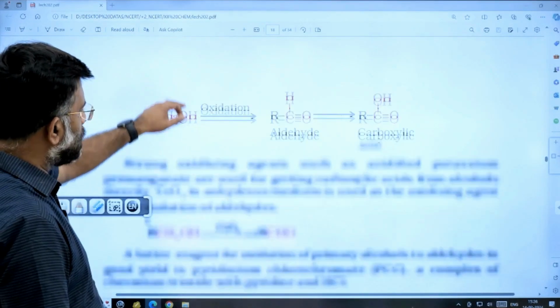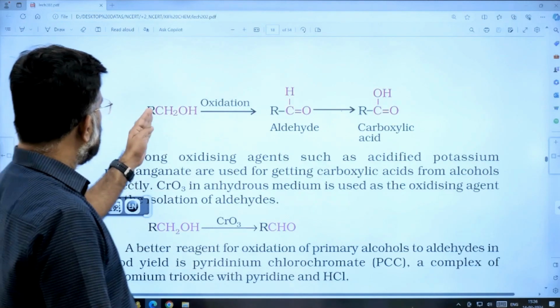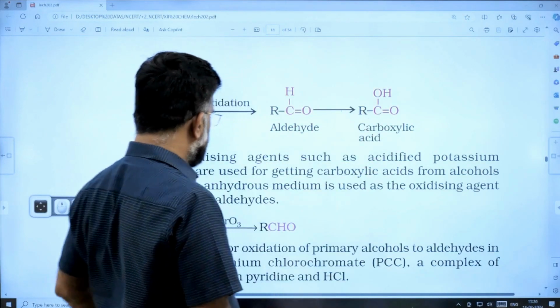Various examples are given here. You can see primary alcohol converted to aldehyde and then to ketones.